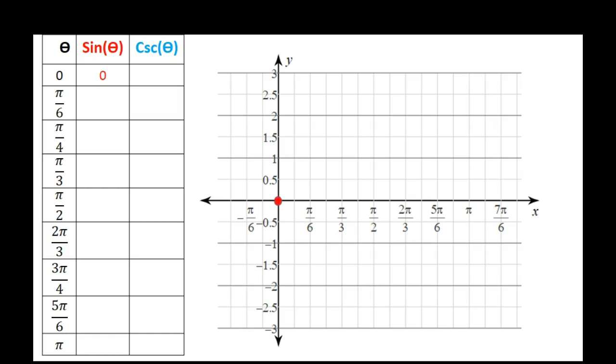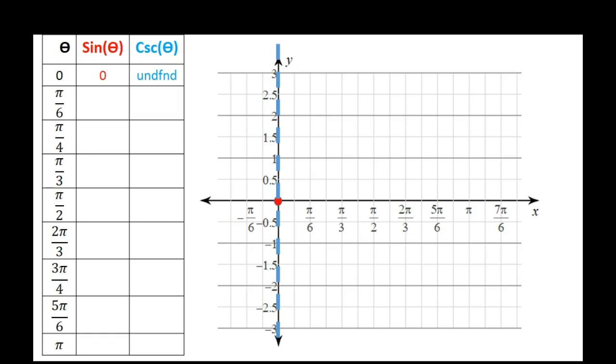All right, so I'm going to put a red dot there at the origin for (0, 0). That's for the sine graph. But cosecant is undefined there because there's no reciprocal of 0. So I'm going to put a blue dotted line. Cosecant actually has a vertical asymptote at that point. It doesn't exist at that value. Okay?